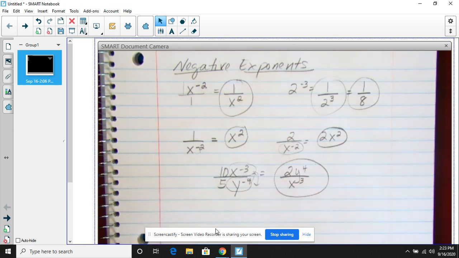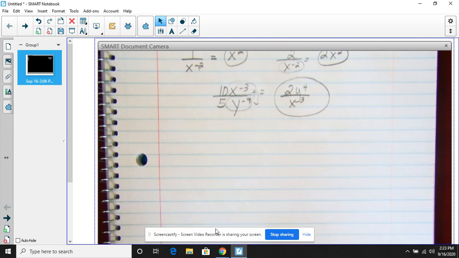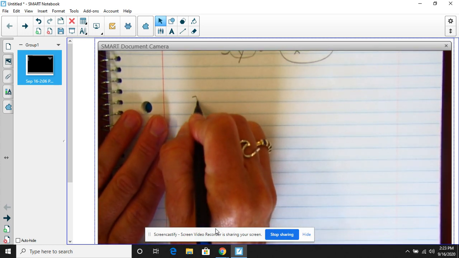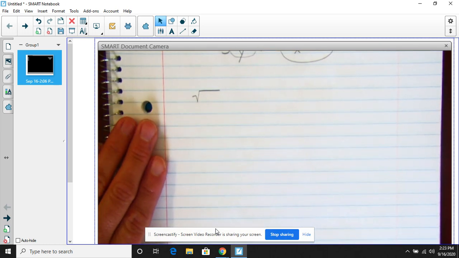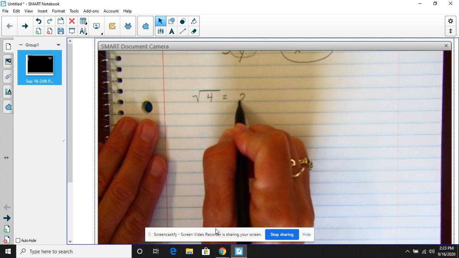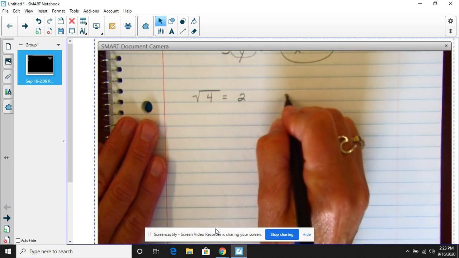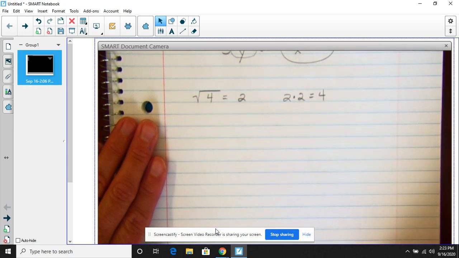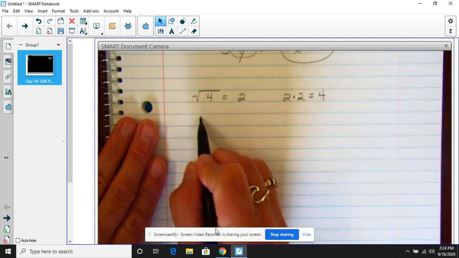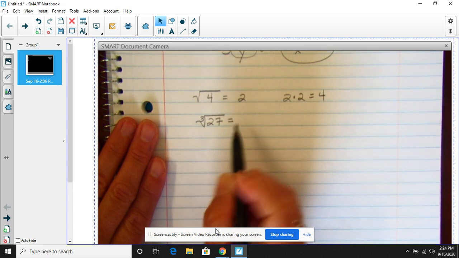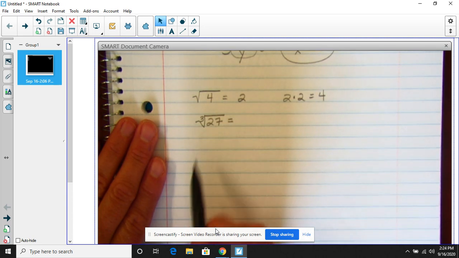Now, in the upcoming days and next week, we're going to be talking about radicals. When I say a radical, I'm talking about this little symbol right here, and you're probably familiar with that. For example, the square root of 4 is 2. And why is that? Because 2 times 2 is equal to 4. So we're going to be talking about perfect squares. We're even going to be talking about perfect cubes, like the cube root of 27.